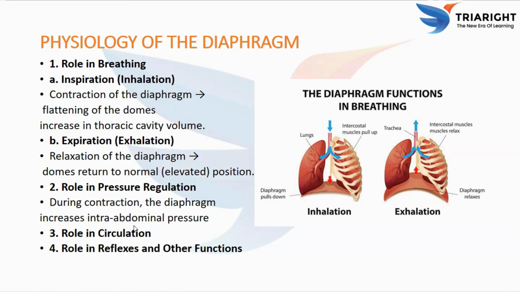So, role in circulation. The diaphragm also functions in circulation. So what does it do? The diaphragm's movement during breathing helps venous blood return to the heart. When it moves down during inspiration, it also reduces the pressure in the chest, which helps blood to flow back from the abdomen to the heart.